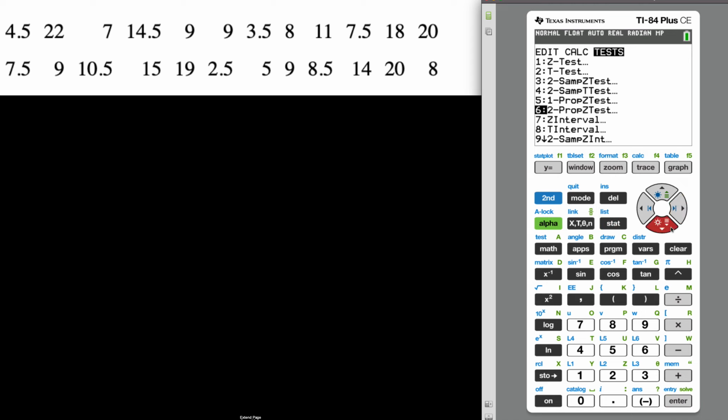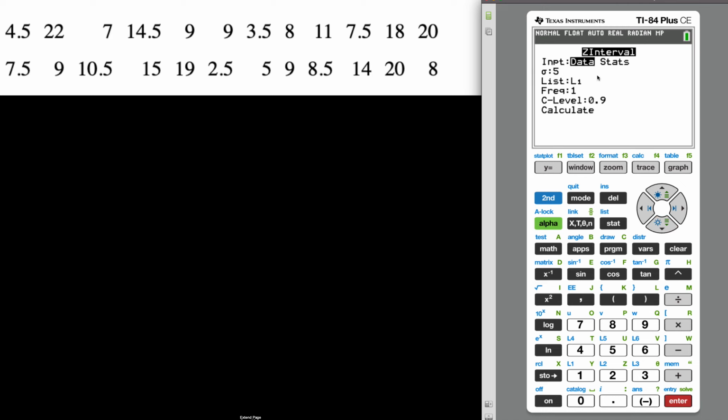I can just go through T interval or Z interval, depending on whatever situation I have. Here, I'll show you Z interval too. Data, let's assume sigma is 2. Tell it where the list is, leave frequency 1, C level 0.9. And then it tells me the sample mean and sample standard deviation, and it gives me my Z interval. So I don't have to calculate it. That's why I like this too. Anyway, that's the difference between being given a data set versus being given the statistical values.